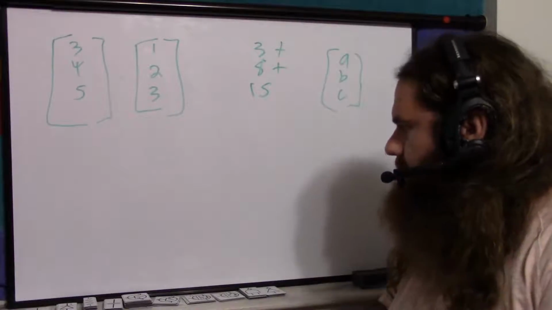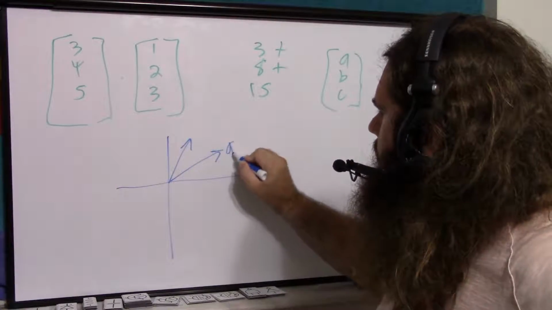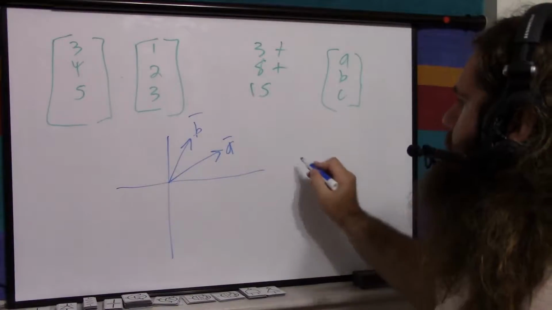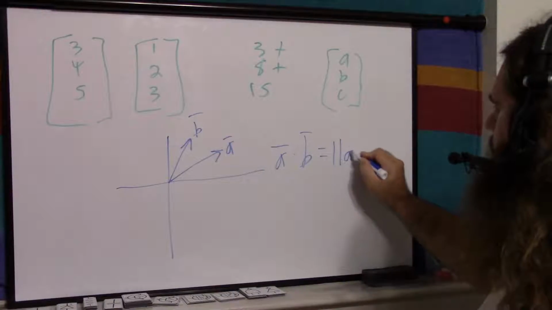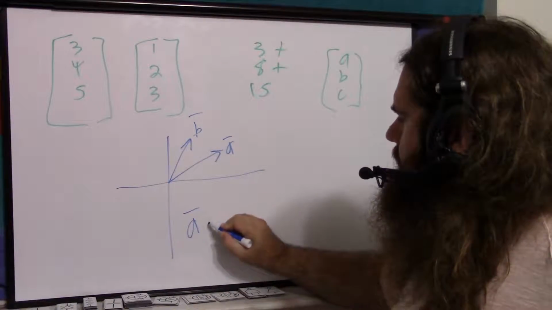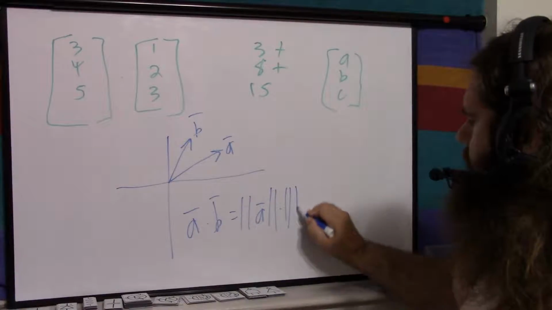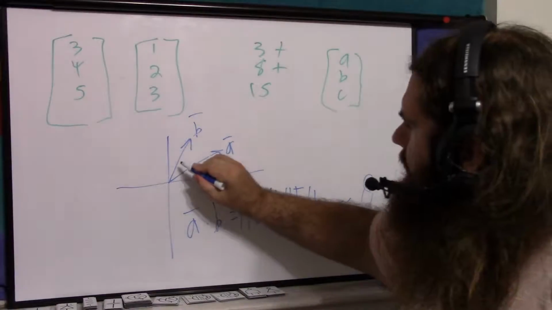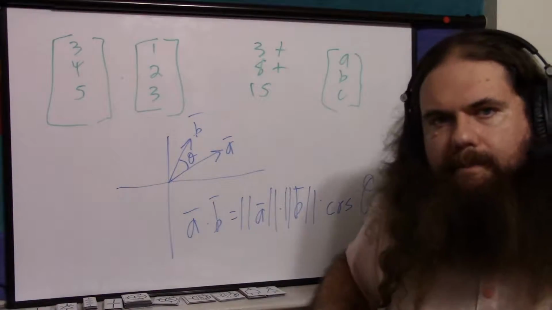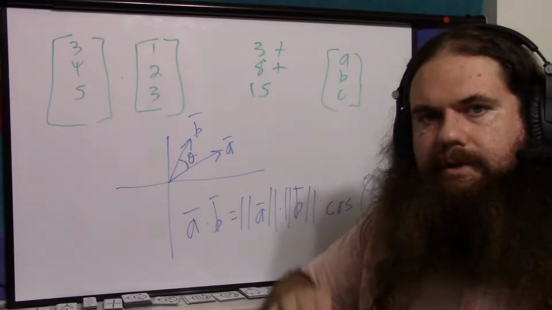Let's say you have two vectors. You got a vector this way, and you got a vector this way. This is A, this is B. What is A dot B? A dot B equals the magnitude of A times the magnitude of B times the cosine of theta. What is theta? It's the angle between them. There's theta. The purpose of the dot product geometrically is to figure out the angle between two vectors.